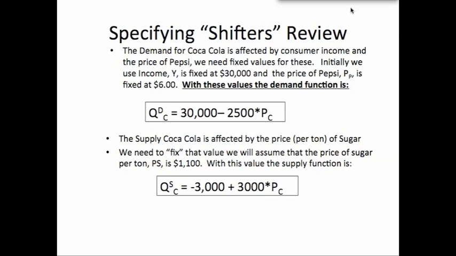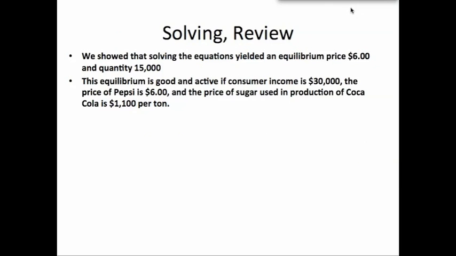The supply of Coca-Cola is affected by the price of Coke and the price of sugar per ton. As we did earlier, we will fix the price of sugar per ton at $1,100, giving us a supply function of negative 3,000 plus 3,000 times the price of Coca-Cola. Just as a review, we solved those equations and found an equilibrium price of $6 for Coca-Cola and an equilibrium quantity of 15,000.